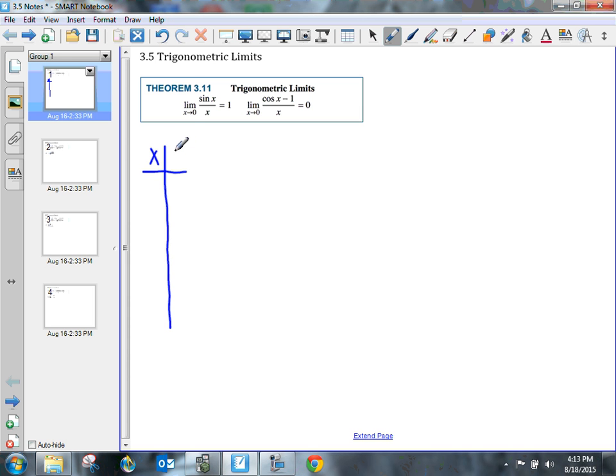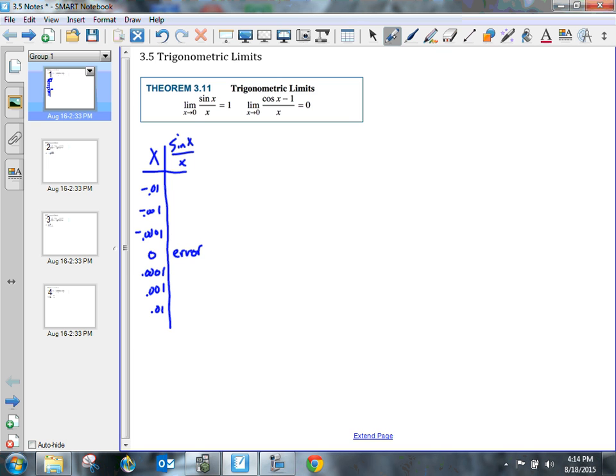and see what values we get for sine of x over x if I plug those in. So I'm going to plug in, say, negative 0.01, negative 0.001, and negative 0.0001. At 0, I know I'm going to get an error, because I can't divide by 0. But then I'm going to plug in 0.0001, 0.001, and then 0.01 and see what we get here.